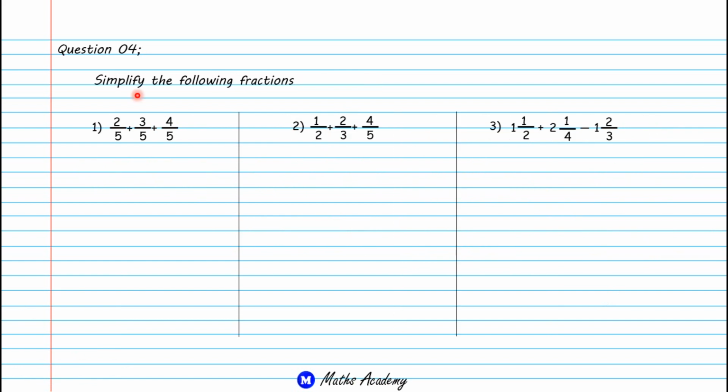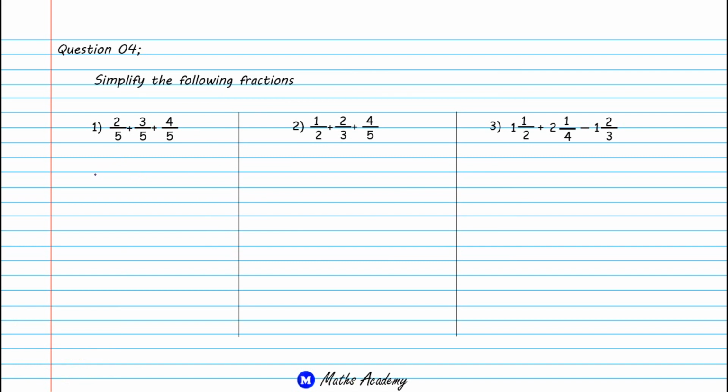Question number 4. Simplify the following fractions. One thing you should know is that when you simplify addition and subtraction of fractions, you should always see whether the denominator is equal or not. If it is equal, you can just simplify it by adding and subtracting. And if it is not equal, you should find the common LCM of it. So with that, let's move on to these 3 questions.